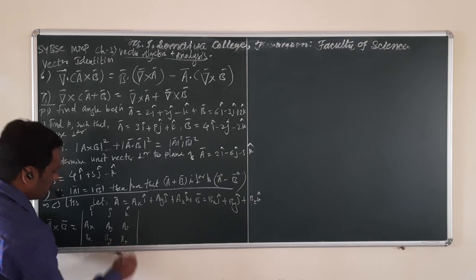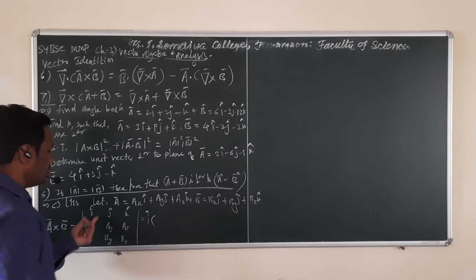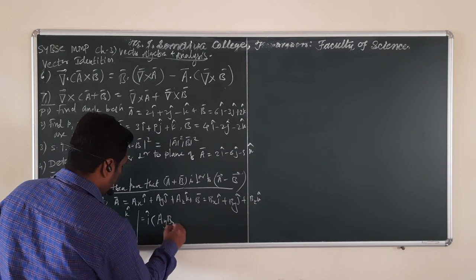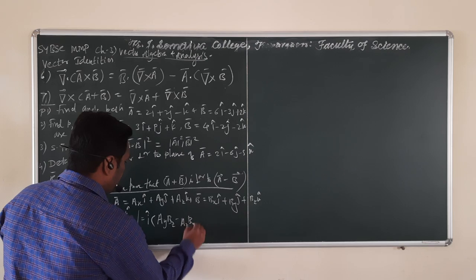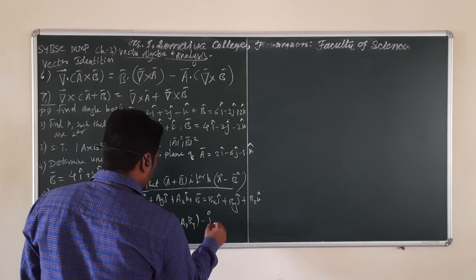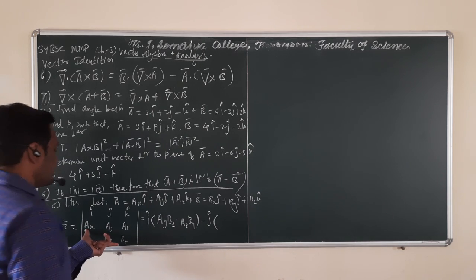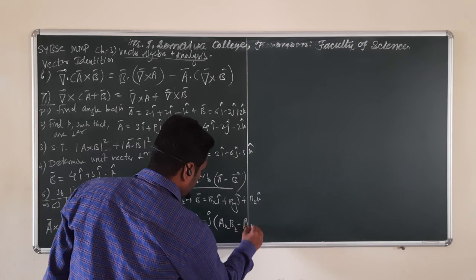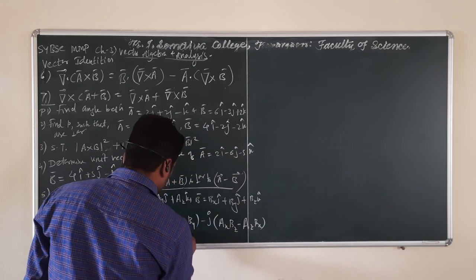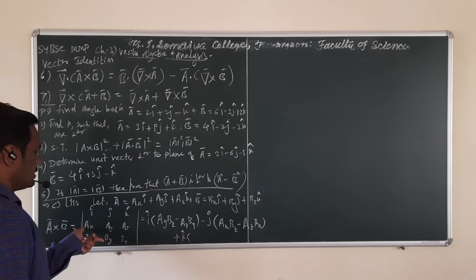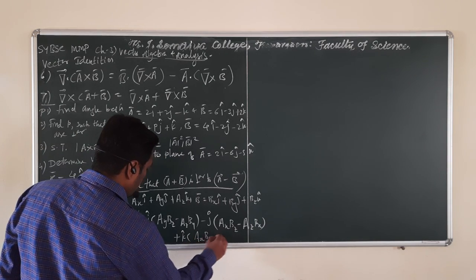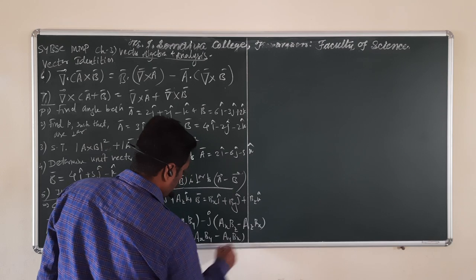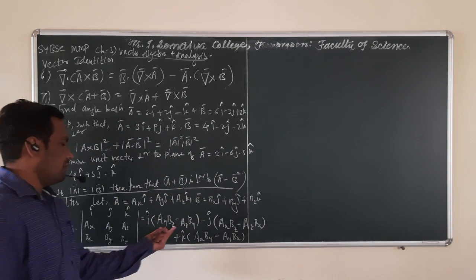and bx, by, bz. So this is equal to i cap into ay bz minus az by, minus j cap into ax bz minus az bx, plus k cap into ax by minus ay bx. So these are the coefficients.